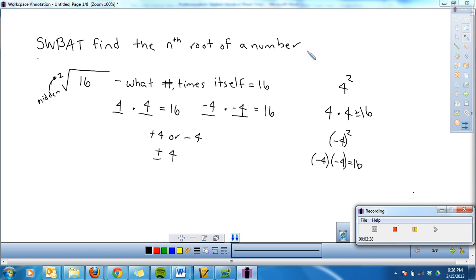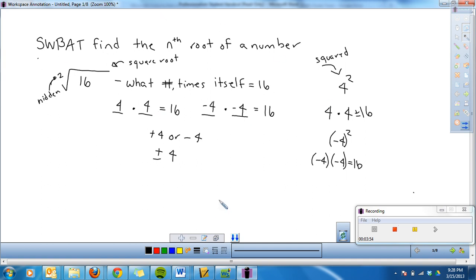And that's also why this is called what it's called. This right here is called 4 squared. Okay, this is saying 4 squared. This, with our hidden 2, this is a square root. So they all tie into each other. Okay, so one thing we need to learn about is square roots.